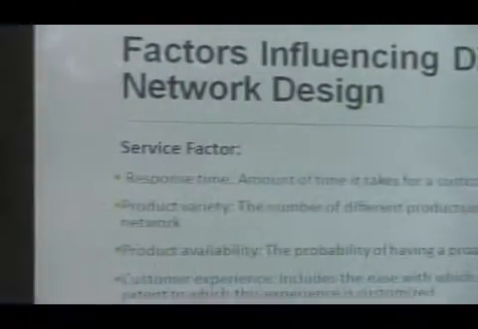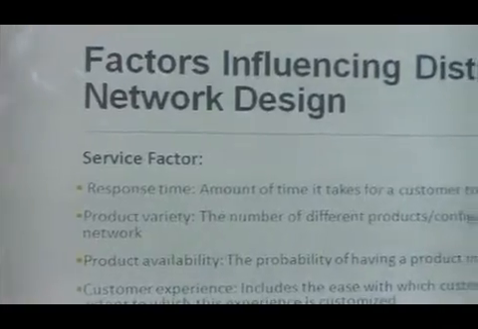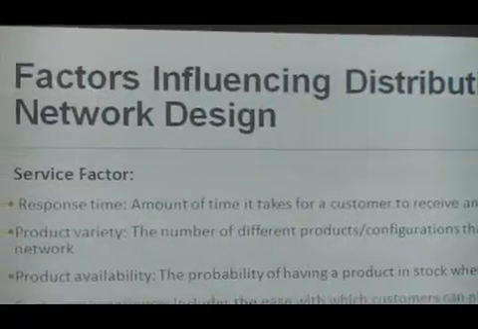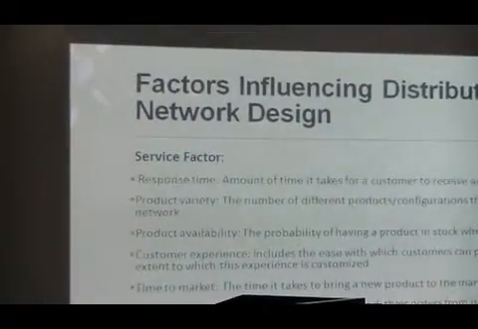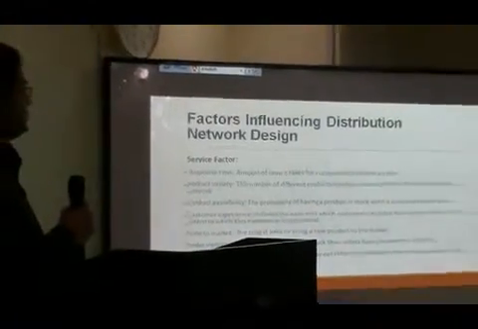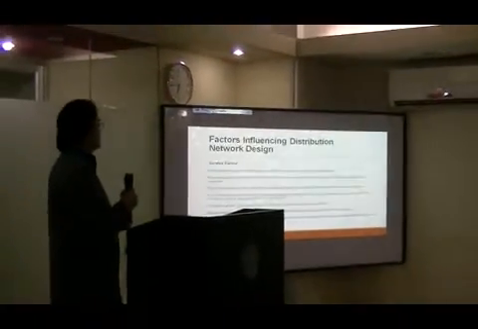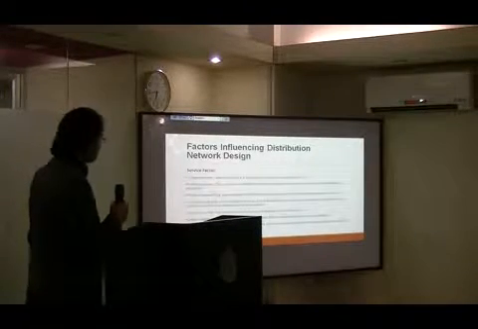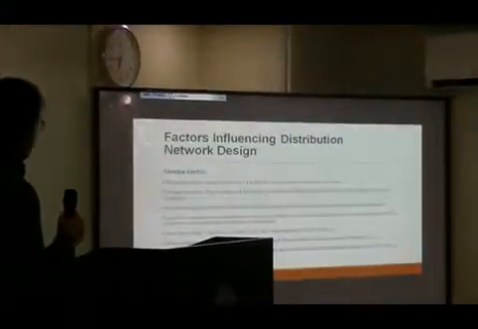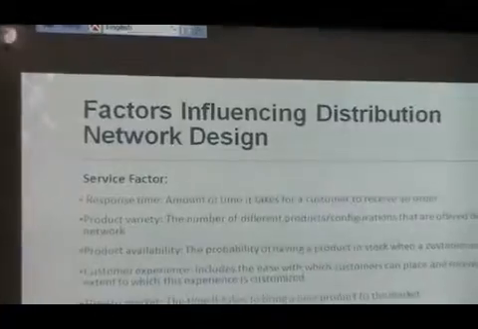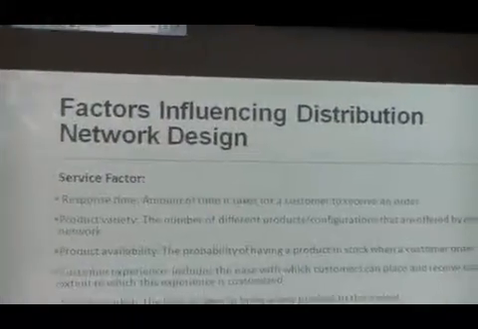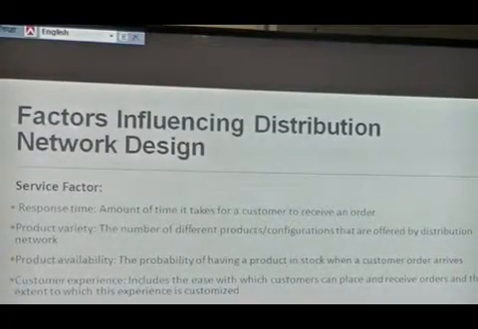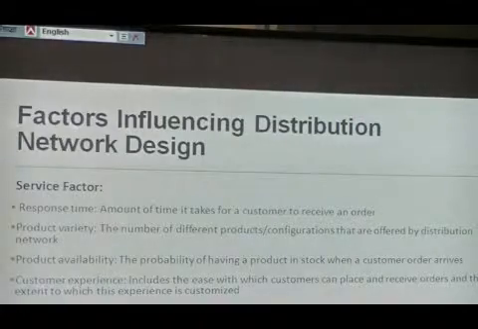Product variety is the number of different product configurations that are offered by the distribution network. Product availability is the probability of having a product in stock when a customer order arrives. Customer experience includes the ease with which a customer can place and receive orders and the extent to which this experience is customized. Time to market is the time it takes to bring a new product to the market. Order visibility is the ability of customers to track their orders from placement to delivery. And returnability is the ease with which a customer can return unsatisfactory merchandise, and the ability of the network to handle such returns.